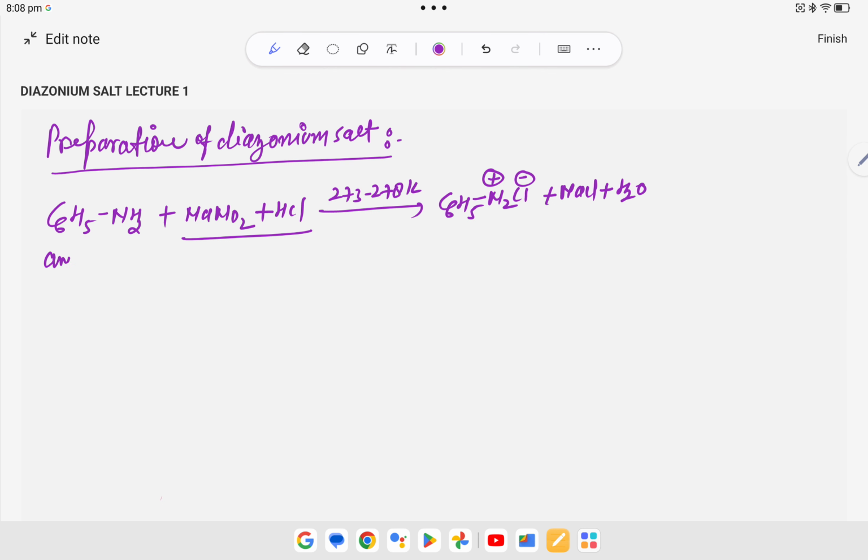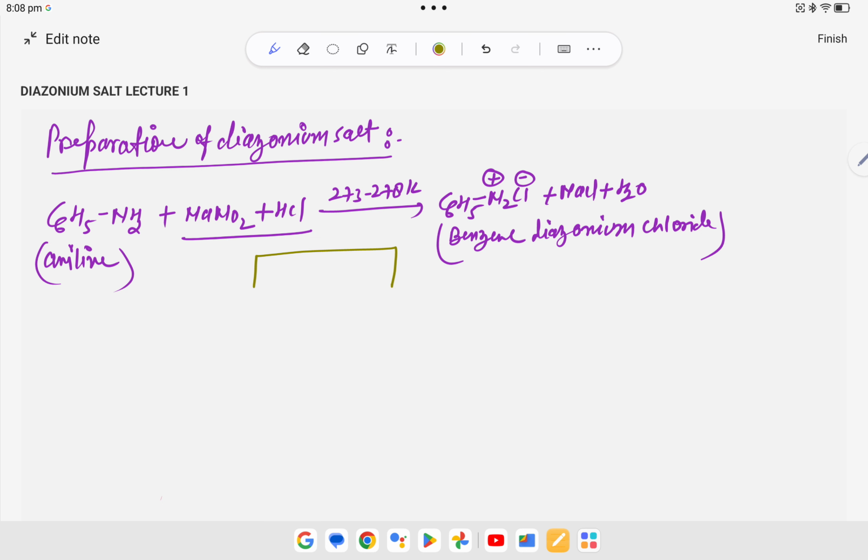Here it is your aniline and it is benzene diazonium chloride. Okay, so this process is called diazotization.